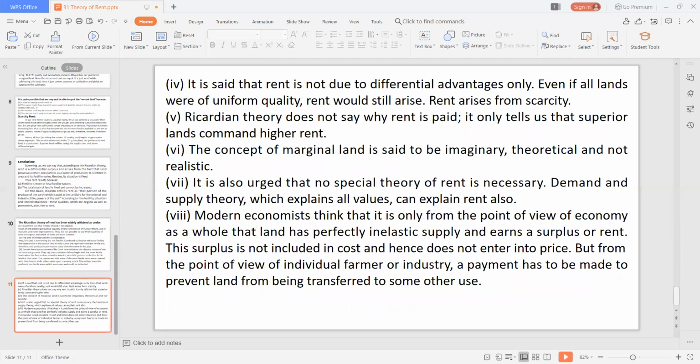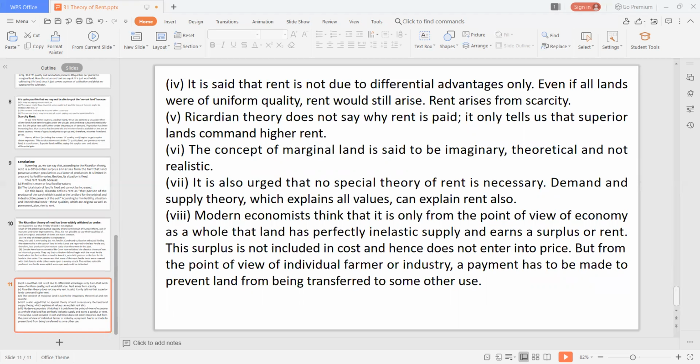And there is some other criticism also. It is said that rent is not due to differential advantages only. Even if all lands were of uniform quality, rent would arise, because of the concept called scarcity. When there is scarcity, rent will be paid, not because of differential advantage. Then one more criticism is that the theory does not say why rent is paid. It only tells us that superior land commands high rent.